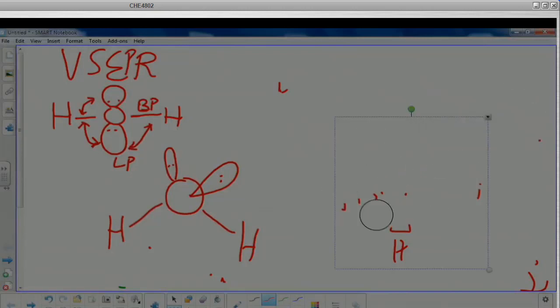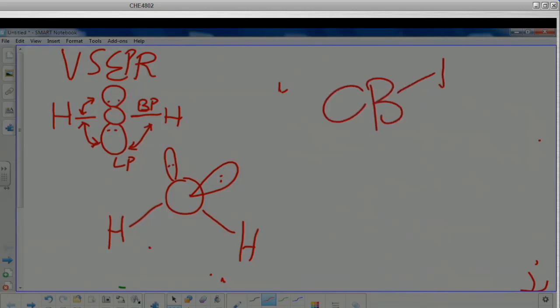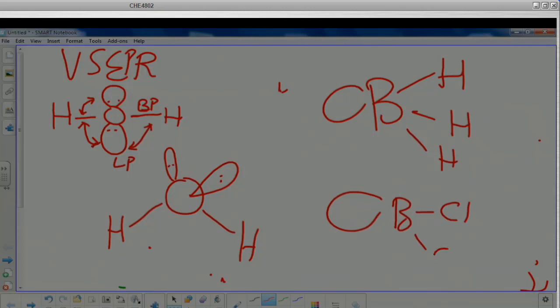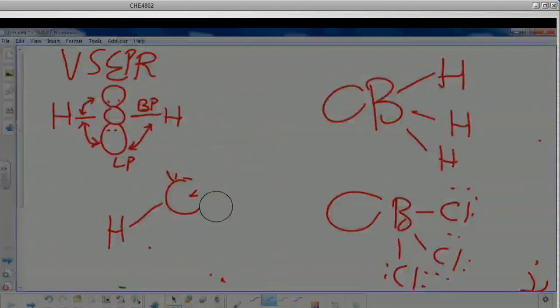Then you come to boron. The reason why I'm coming here, I'm trying to deliver a message. Boron, aluminium, and similar elements have an empty p orbital. Boron has an empty p orbital. We've got boron BH3, and BCl3, or fluorine, doesn't matter, but a halogen. This is boron hydride, and this is boron trichloride.